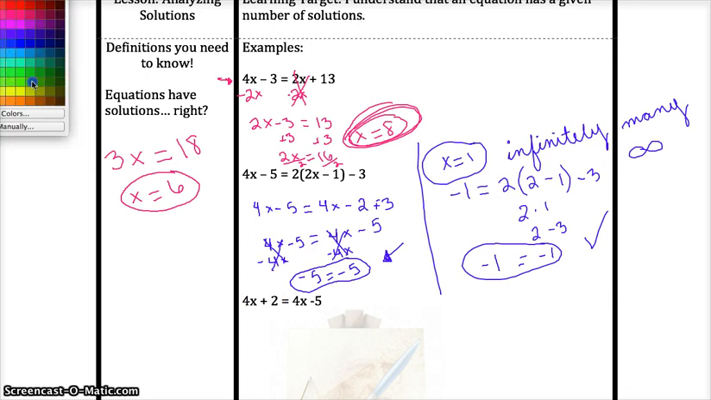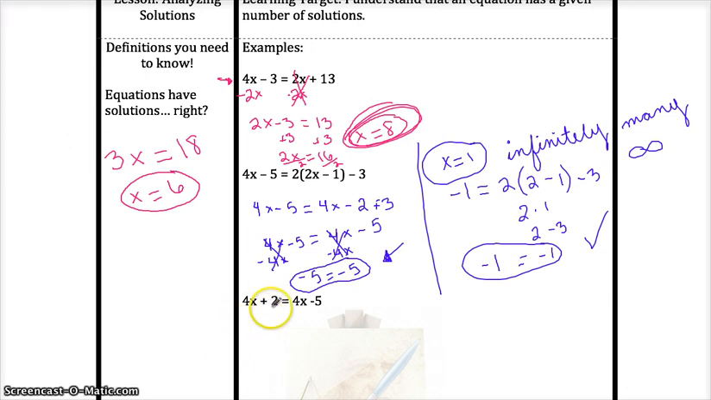Now let's use a different color and solve this problem right here. I'm going to use green. So I have 4x plus 2 equals 4x minus 5. I'm going to subtract 4x from both sides to get the variable only on one side. Subtract 4x. 4x take away 4x goes away, and 4x take away 4x goes away.